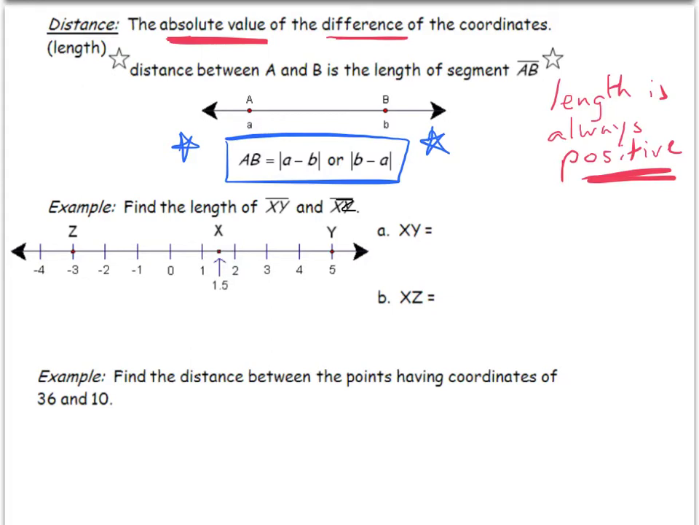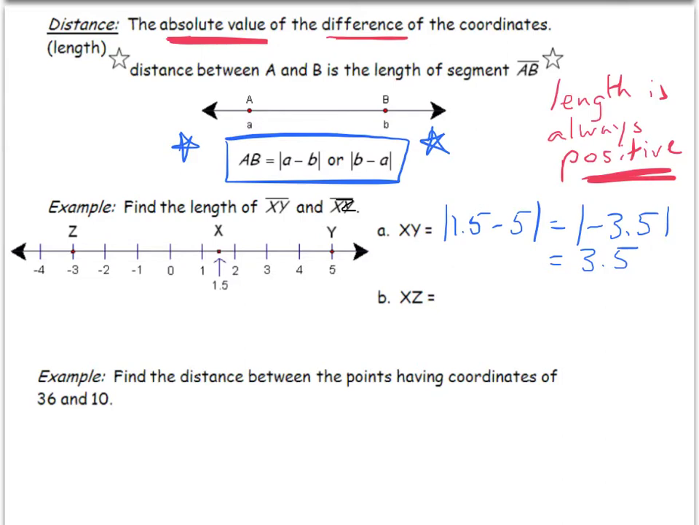So when we find the distance, we are taking the absolute value of the coordinate at X, which is 1.5, minus the coordinate at Y, which was 5. When you do this, you end up with the absolute value of negative 3.5. And we all know that the absolute value of a negative spits out a positive, so you get 3.5.